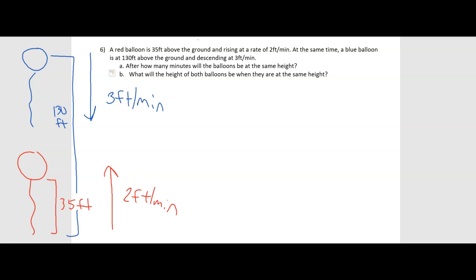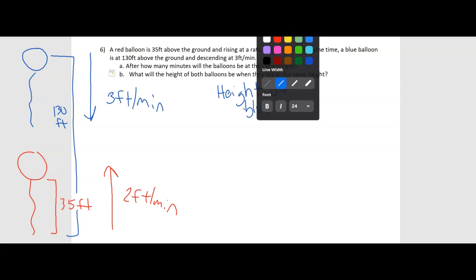So eventually they're going to be at the same height, right? If one's rising and one's falling. So again, because we're looking to try to find the height at which the balloons are the same, right? We want the height of the blue balloon. So we'll say height of blue. We want that to be equal to the height of the red.